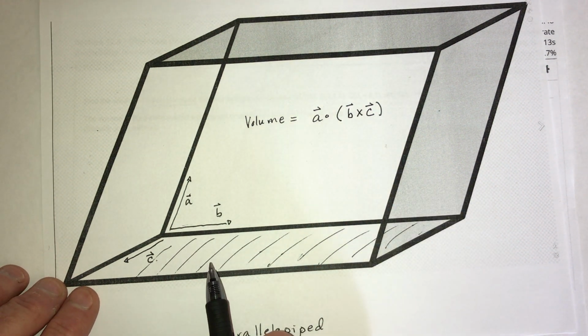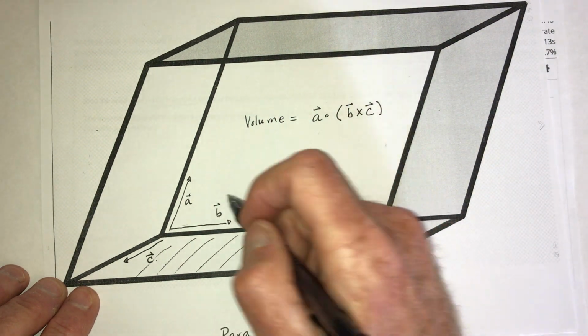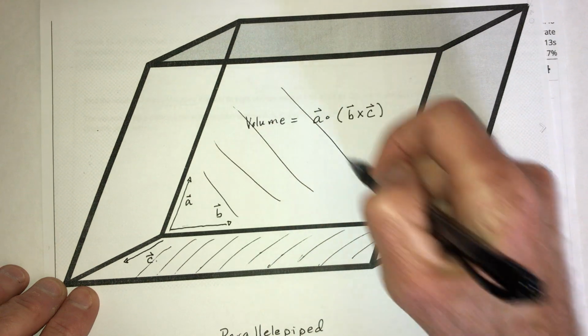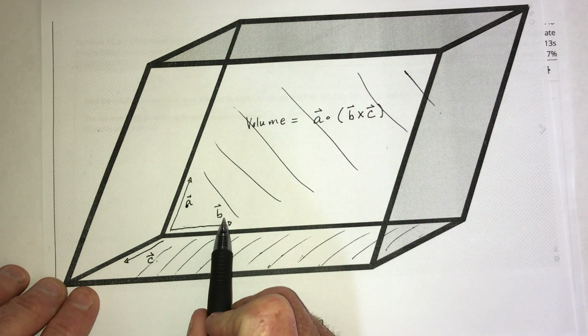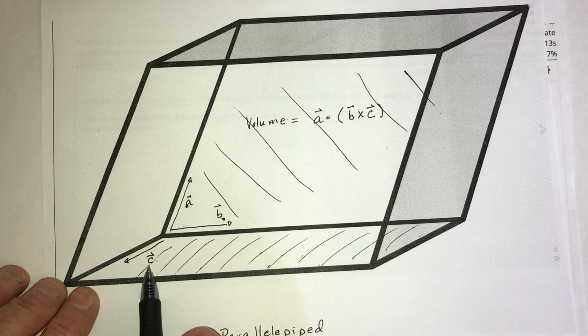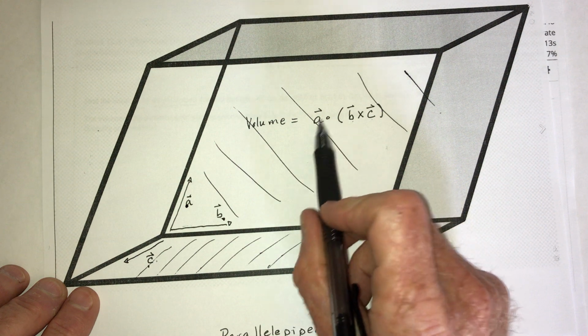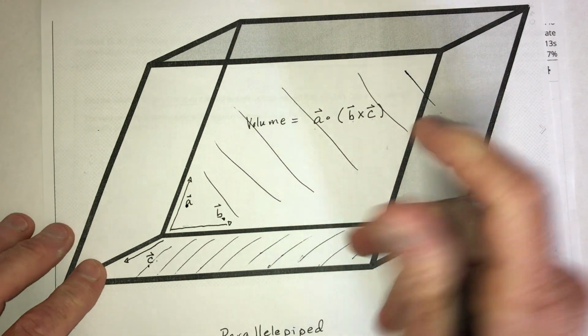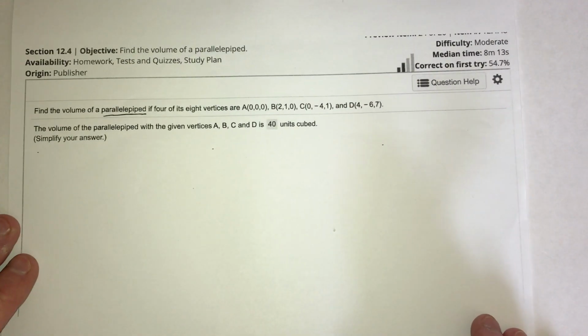And the order doesn't matter, because if you looked at it as, well, I will find the area of this wall over here, well, then you would take the cross product of A and B and then dot product with C. So the order doesn't really matter, as long as you cross product two of them and then dot product with the other one. Now let's go back to this homework question.